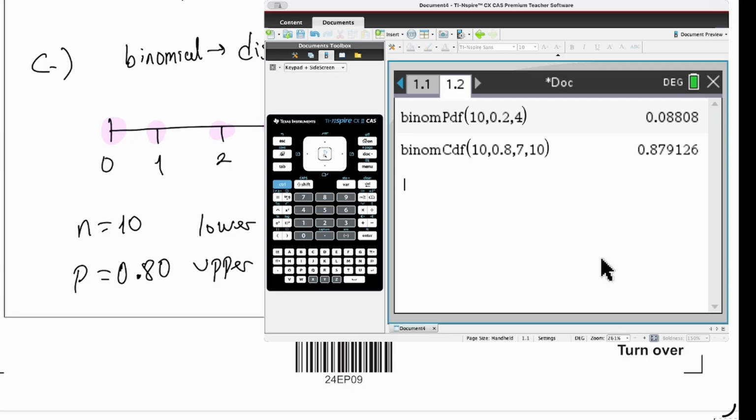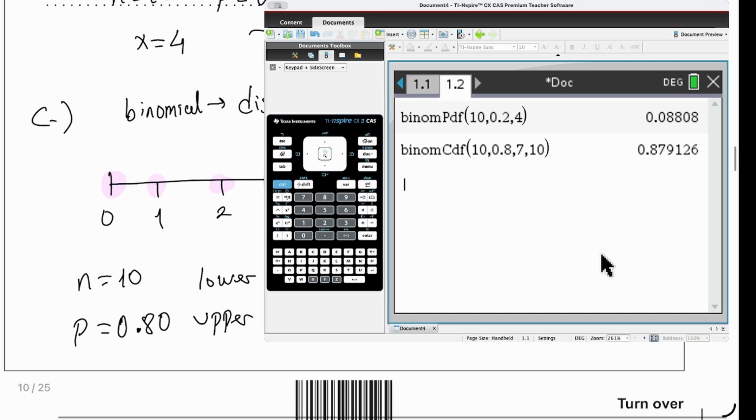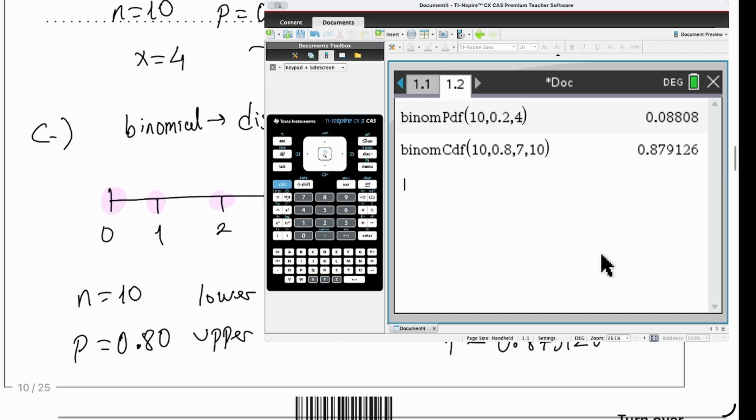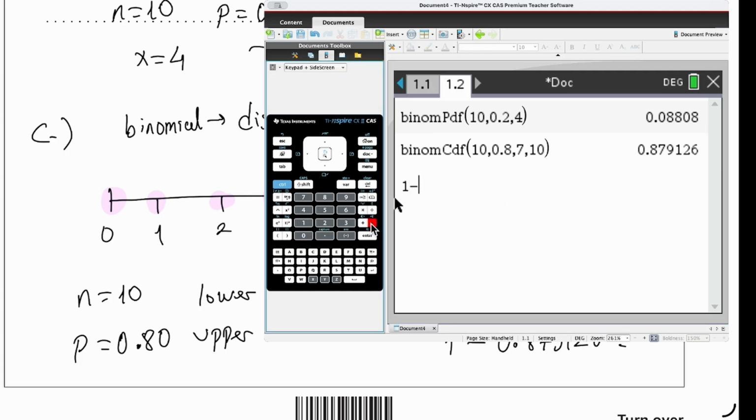So this is the case. But this is more than 7, right? 7 and more, so we will find the other one. So 1 minus, let me show you here. If I do 1 minus our answer, which is, let me copy it here, 0.87912, which will be, if you do this one, so 1 minus, you can write ANS, answer stands for answer, right?